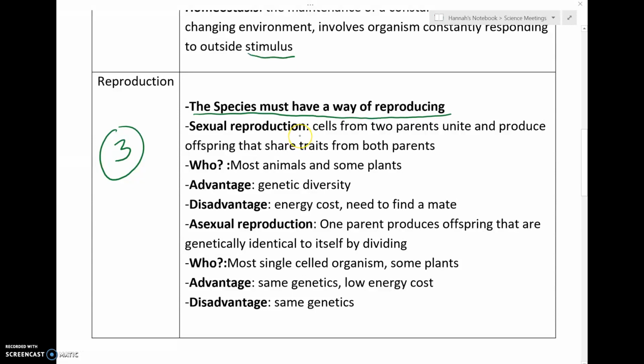Alright, sexual reproduction is simply that it comes from two parents, and the offspring share traits from both of those parents. So this happens in most animals, and some plants use this strategy of sexual reproduction. The advantage is that the offspring are diverse. Diverse meaning that they're not exactly the same as either parent.